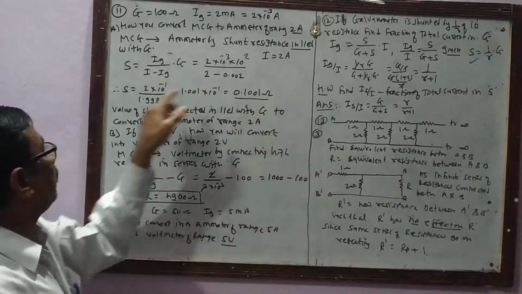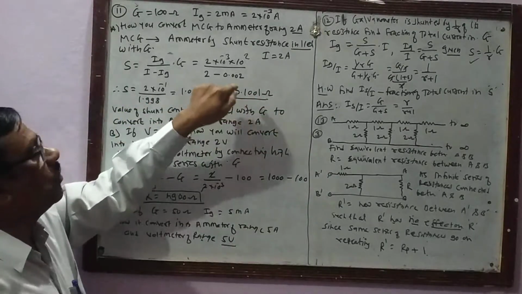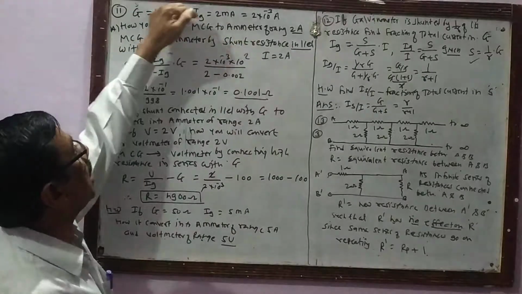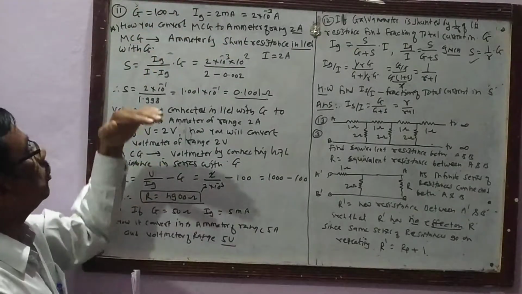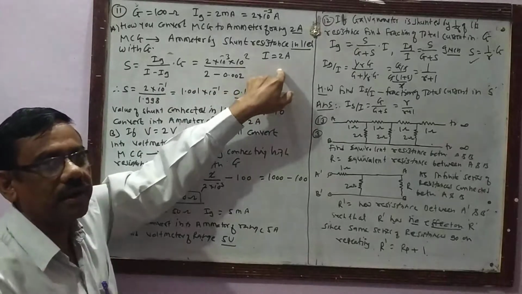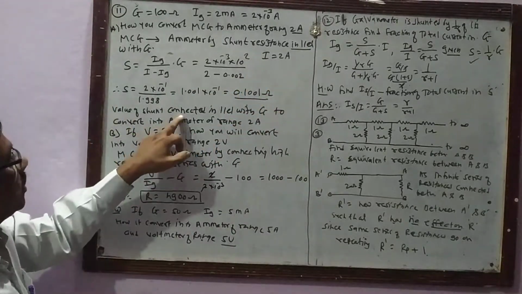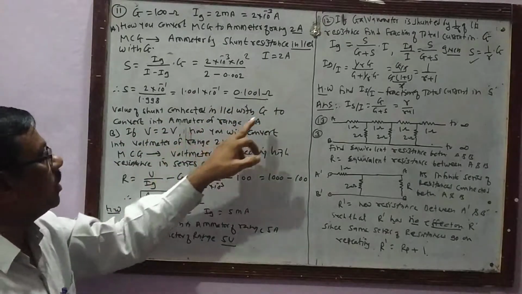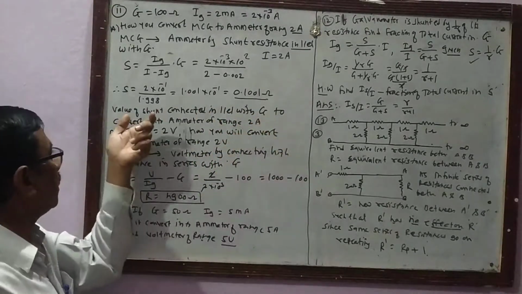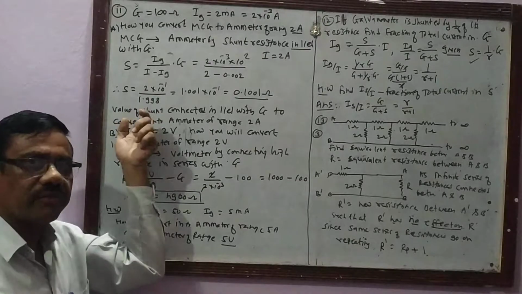0.1001 ohm. This is the value of the shunt resistance which is connected in parallel with the galvanometer of resistance 100 ohm in order to convert it into an ammeter of range 2 ampere. This is the value of shunt resistance connected in parallel with G to convert it into an ammeter of range 2 ampere. We have to write this sentence, it is very important.